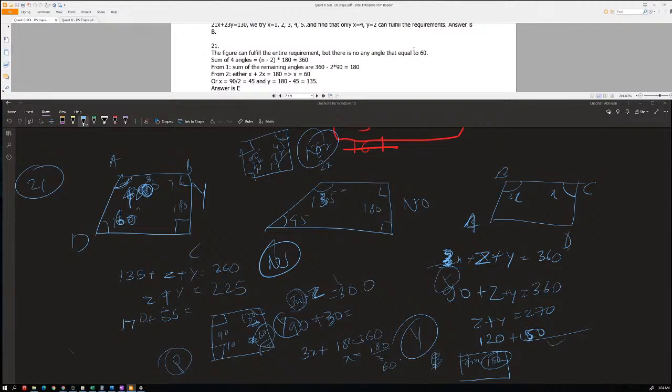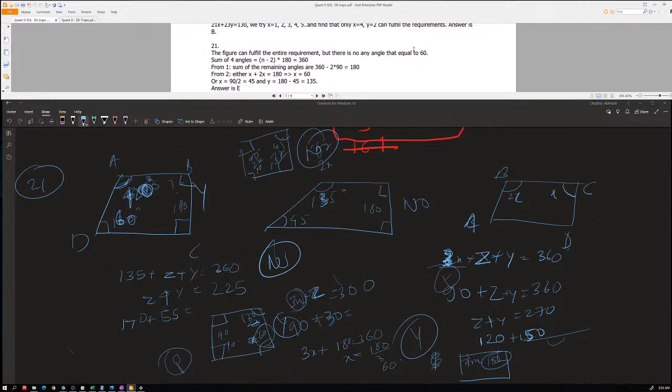What did they do here? I understood my solution. I didn't understand theirs. They say that either x plus 2x is equal to 180 degree, or x is equal to 90 by 2, and y is equal to 180 degree minus 45 equal to 135 degree. Okay.